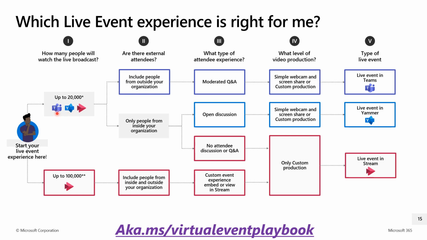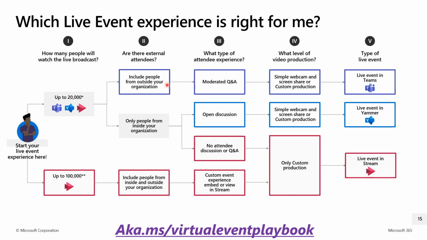Again, this is really just about where is your audience, right? Do you want your audience to watch the event in Teams? Do you want them to watch the event in Yammer? Do you want them to watch the event in Stream? This is all about where is your audience. So if I have 20,000 people and they're all in Teams, boom, I'm doing Teams, baby. And if I'm going to go that pathway, then I'm going to follow the top line here. Right? This top line is all Teams.